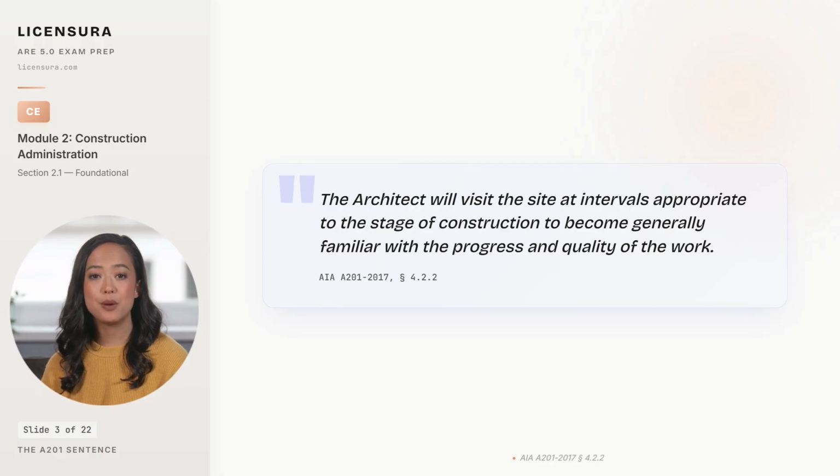At intervals appropriate to the stage, not daily. To become generally familiar, not exhaustively familiar. With the progress and quality, not with the means and methods. Whenever an answer choice puts a verb in the architect's mouth that is not generally consistent with this language, the answer is wrong by definition. Pulling the 3 terms together leaves you with a single firewall to remember on exam day.